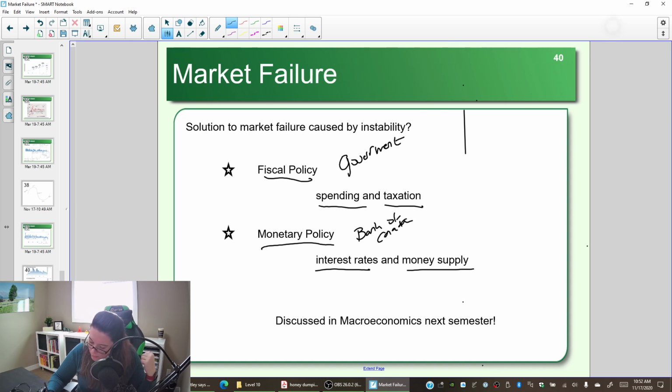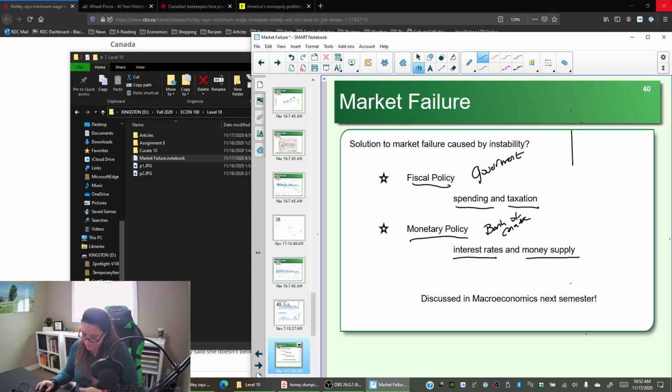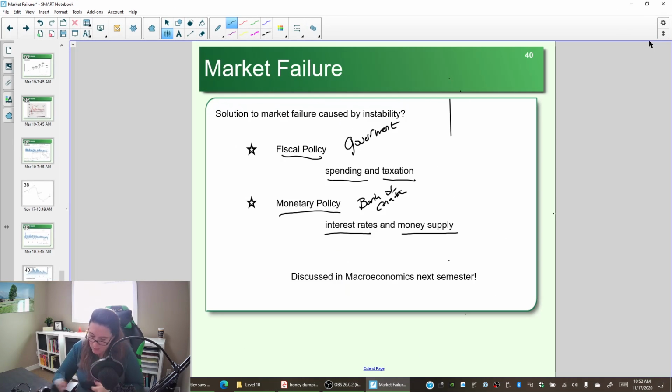So let's suppose that the economy is contracting. So the economy is contracting, and you want to encourage growth and get people working and get people spending and getting the economy to make goods and services. So you want to reverse the contraction. You want real GDP to go up. Well, what could you do?